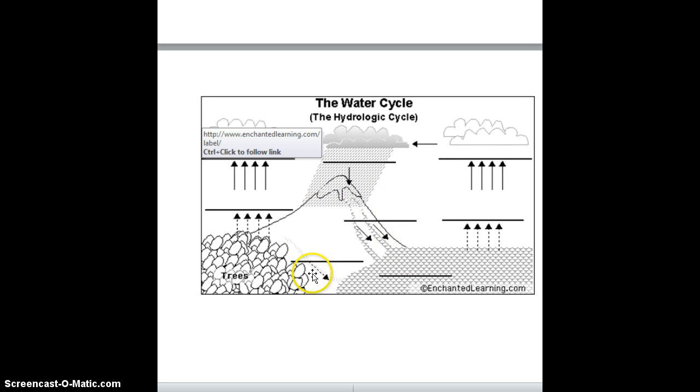Some of it may seep into the ground. That would be groundwater. And either one of these can run into a body of water that's a collection. And then from that collection, that may be turned into water vapor through evaporation right here. And again, that would go through condensation in the clouds.